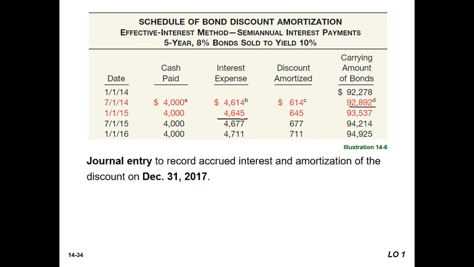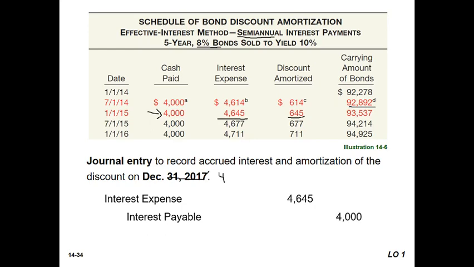We'll pay out 4,000 due to the contract terms, and that's the semi-annual payment of 8% on the $100,000. That means that $645 of our discount represents the interest obligation for this specific period. We go ahead and engage in our entry, and these dates still are not right. So now we're still looking at 14. So we have an interest expense of $4,645. We have interest payable of $4,000 and the discount on bonds payable of $645. When we engage in this credit, that then increases the carrying amount of the bonds on the books to $93,537.